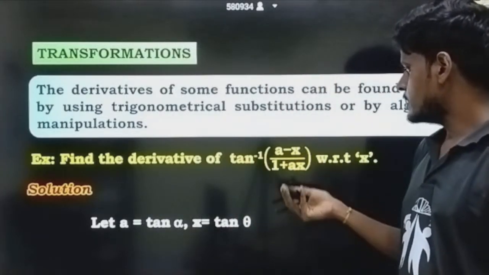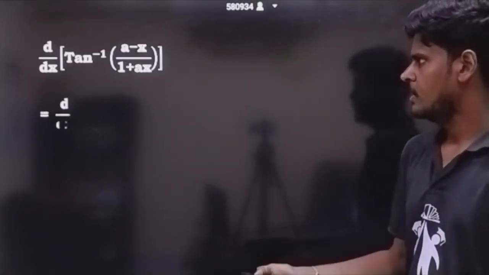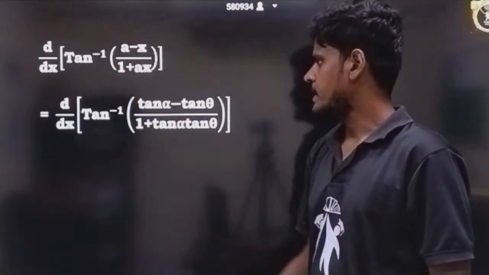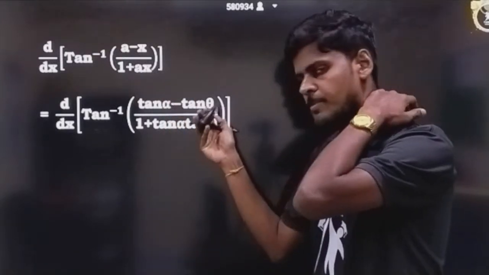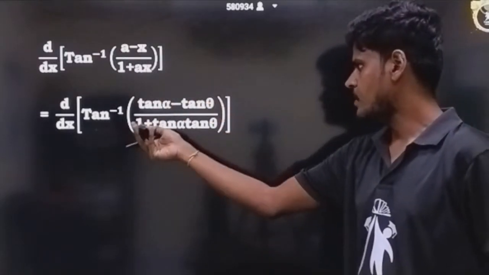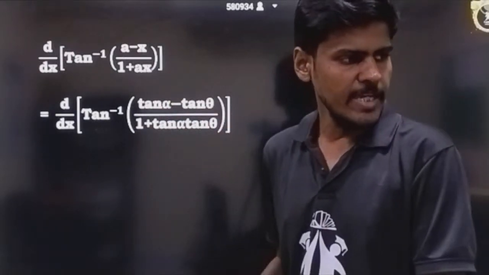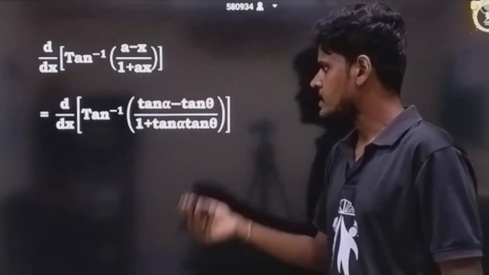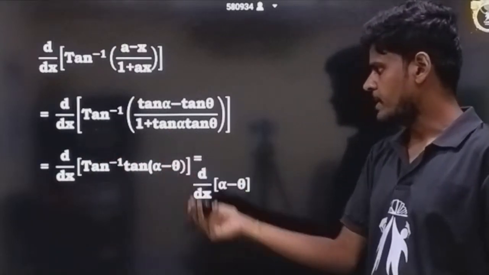So tan inverse of this inside expression will become tan inverse of (tan alpha minus tan theta) divided by (1 plus tan alpha into tan theta). And what is the formula for this? This is tan a minus tan b by 1 plus tan a tan b. What is the formula, students? Tan of a minus b. So this becomes tan inverse of tan of alpha minus theta.